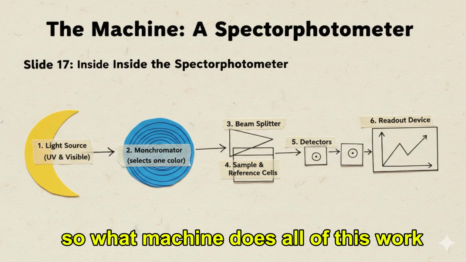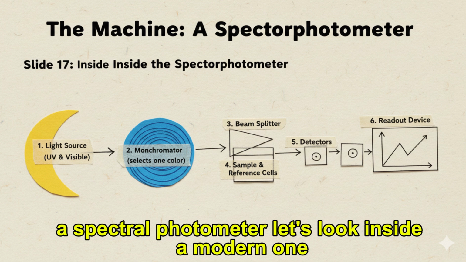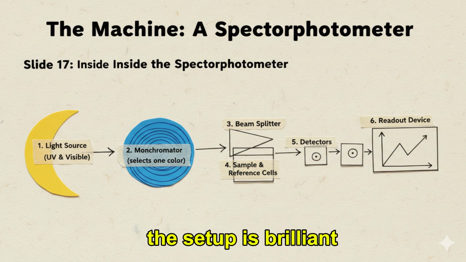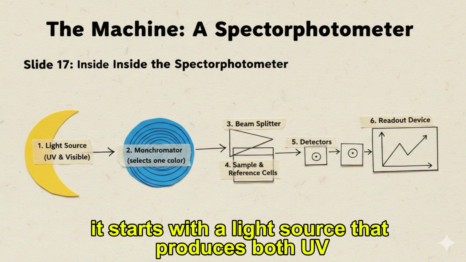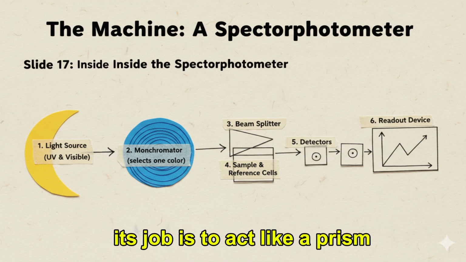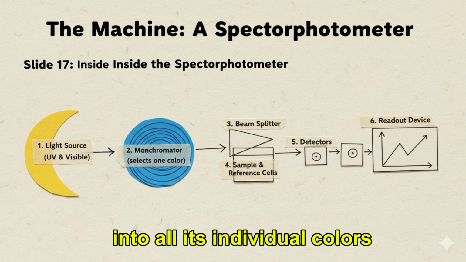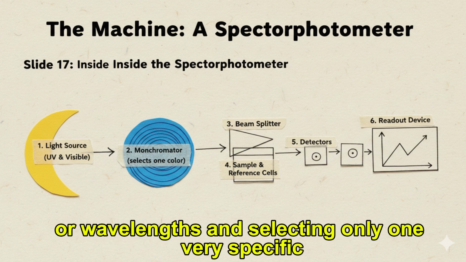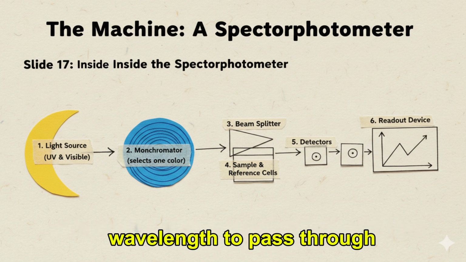So, what machine does all of this work? A spectrophotometer. Let's look inside a modern one. The setup is brilliant. It starts with a light source that produces both UV and visible light. This light enters a device called a monochromator. Its job is to act like a prism, splitting the white light into all its individual colors or wavelengths and selecting only one very specific wavelength to pass through.